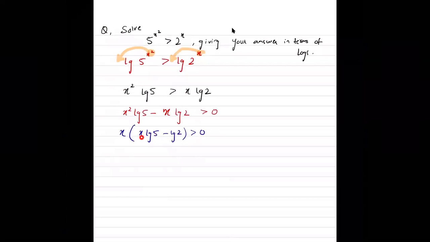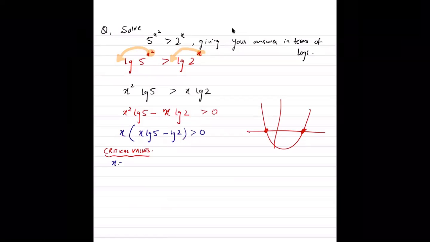It's a quadratic inequality, because lg5 represents a constant value, lg2 represents a constant value, and x times x gives x squared. ये quadratic inequality है. And if you find the critical values, those are the roots where the quadratic equation is going to intersect the x-axis. So when I solve this equation and find the critical values, I am going to get x as 0 and x as lg2 upon lg5.